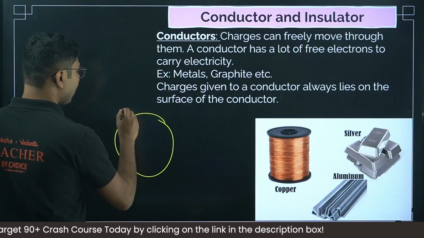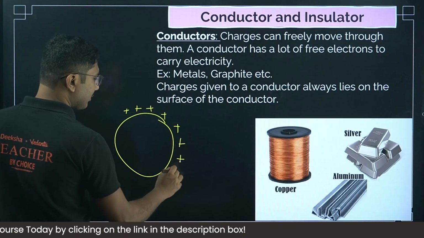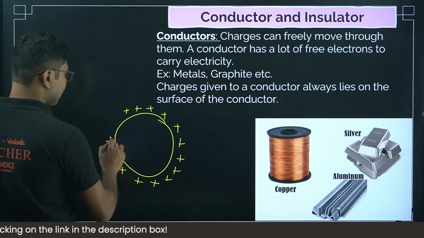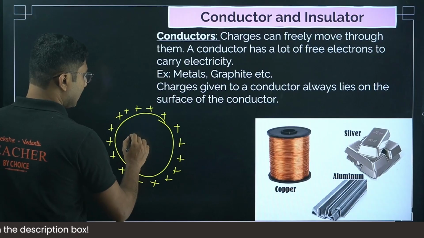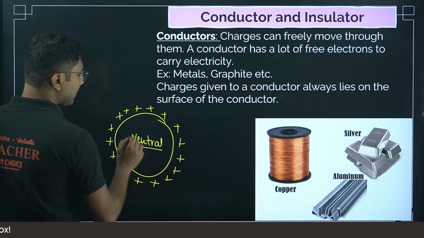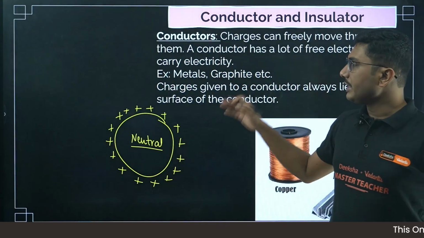This excess charge always stays on the surface of the conductor. Maybe you have removed some electrons, maybe you have added some electrons, so whatever is the extra charge, the inside part will always be neutral. The inside part will always be neutral, but whatever extra charge you have given to the conductor, that charge will always be on the surface.